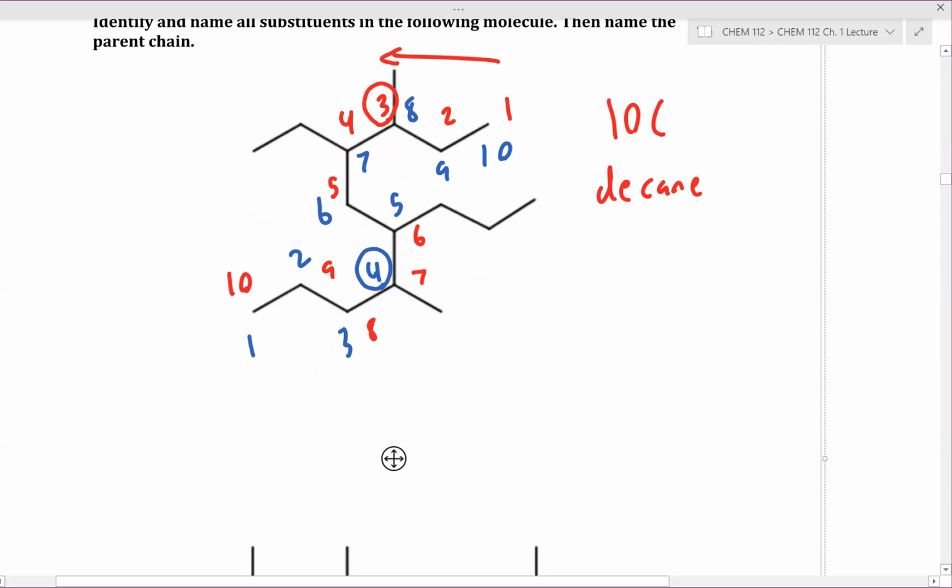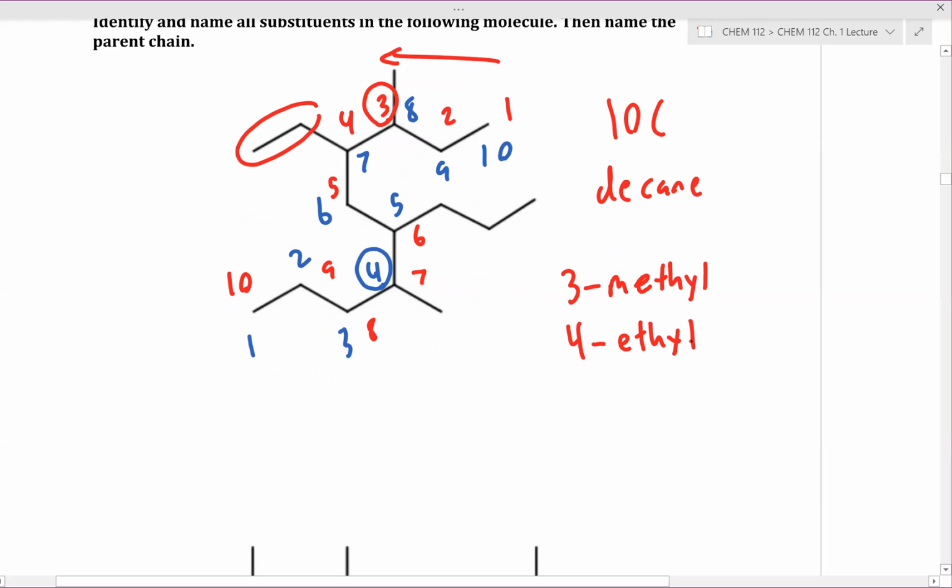And now in terms of our substituents, at the 3 position, we have what? What do we call that 1 carbon substituent? Methyl. So this would be 3-methyl. At the 4 position, what do we have? Ethyl. Yep. Because does the 4 have a substituent attached to it? Oh, yeah, I'm thinking the blue. Yeah.